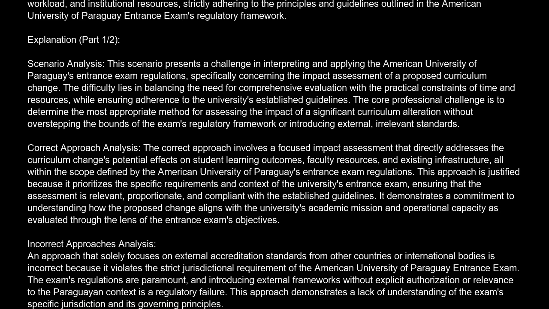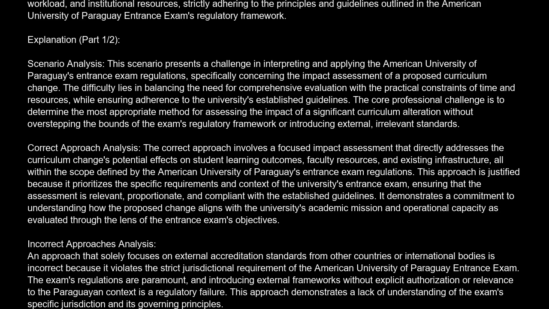Explanation. Scenario analysis. This scenario presents a challenge in interpreting and applying the American University of Paraguay's entrance exam regulations, specifically concerning the impact assessment of a proposed curriculum change. The difficulty lies in balancing the need for comprehensive evaluation with the practical constraints of time and resources, while ensuring adherence to the university's established guidelines.